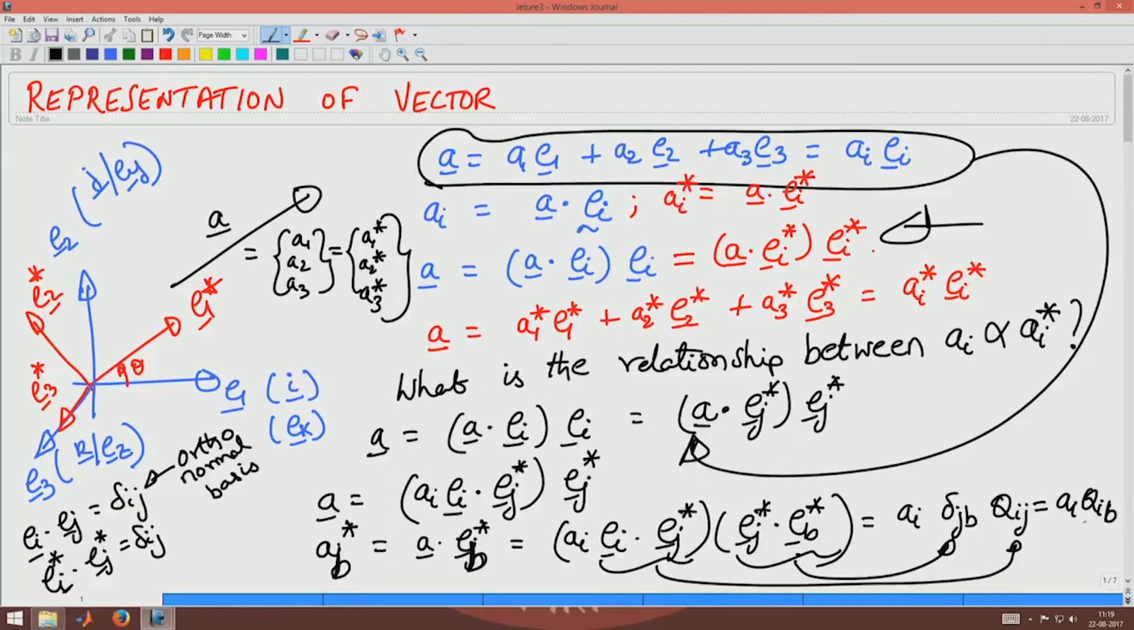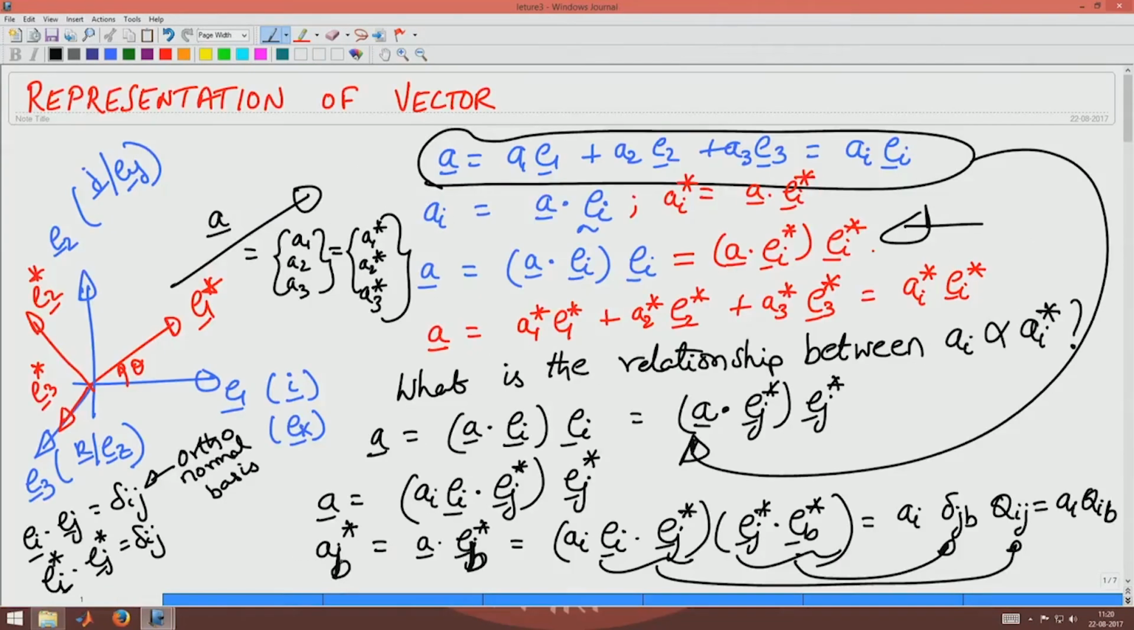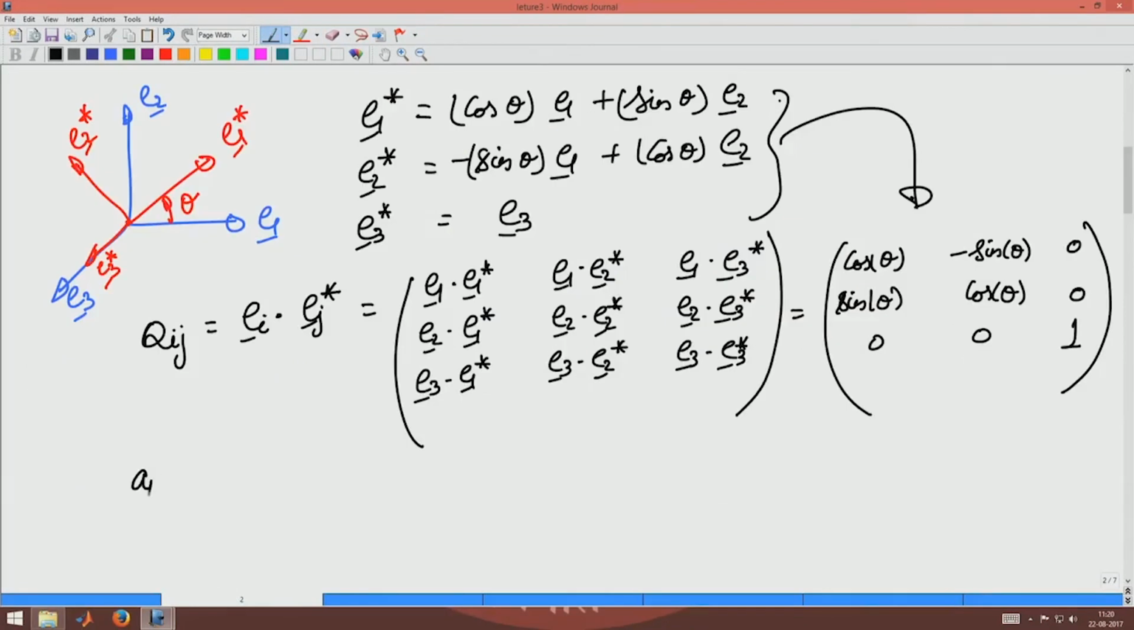If I define it like this, what I have to do is, let me come to the next page. The final equation I had was this, AB star equal to AI QIB, right. Okay. What does this mean? I have to sum this over index I, and I is a dummy index and B is a free index.